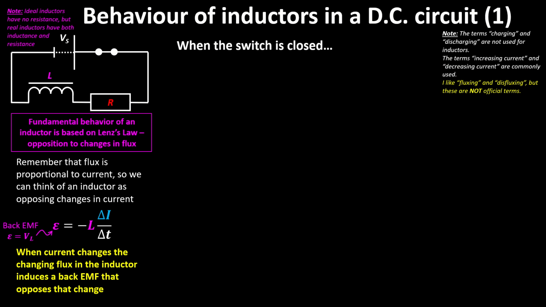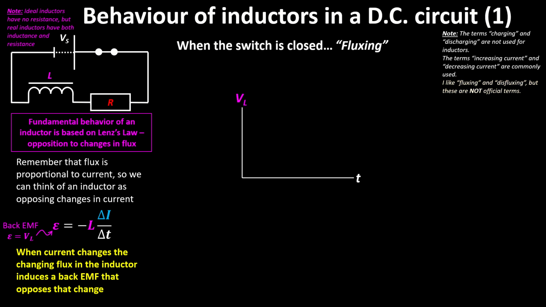When you close a switch, current starts to flow, so the flux through the coil increases. I call that fluxing. When you open a switch, the current through the coil decreases, so the flux decreases. I call that defluxing. But those are not officially recognized or proper terms. It's just a term that I use. So I'm going to call this fluxing, okay?